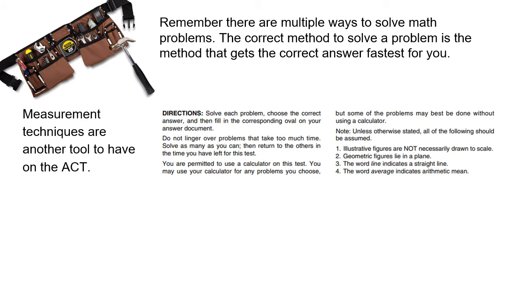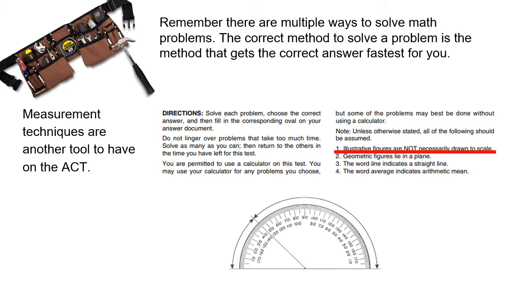Now the reason measurement techniques will work is because although ACT says illustrative figures are not necessarily drawn to scale, the problems are written by mathematicians, and mathematicians are precise. So we do know that there's precision involved. The reason ACT says that is in case there is a dispute. If they say this is a 45-degree angle and somebody gets out the protractor and measures it after the test and says it was only a 42-degree angle, and so it's a flawed question, they say, no, we said they're not necessarily drawn to scale. But you can rest assured that they pretty much are.